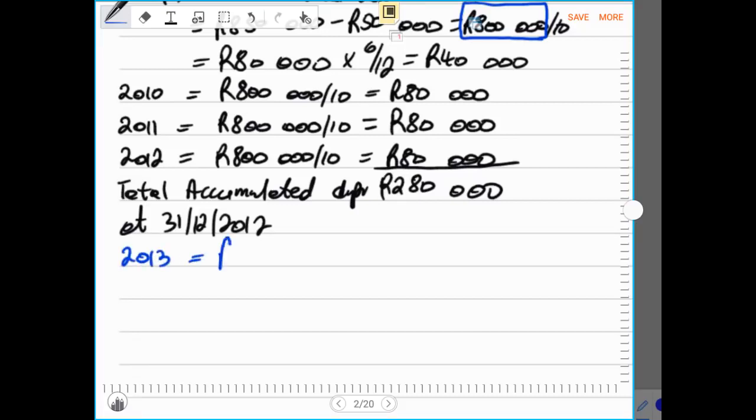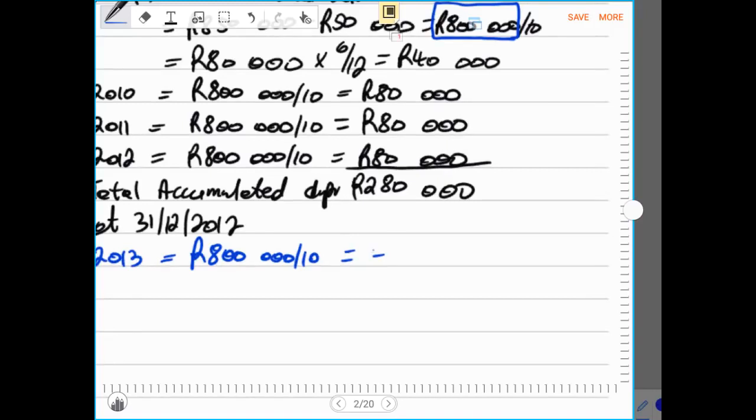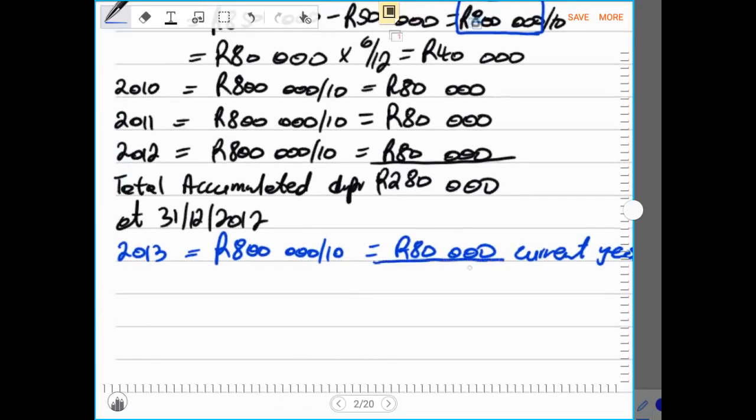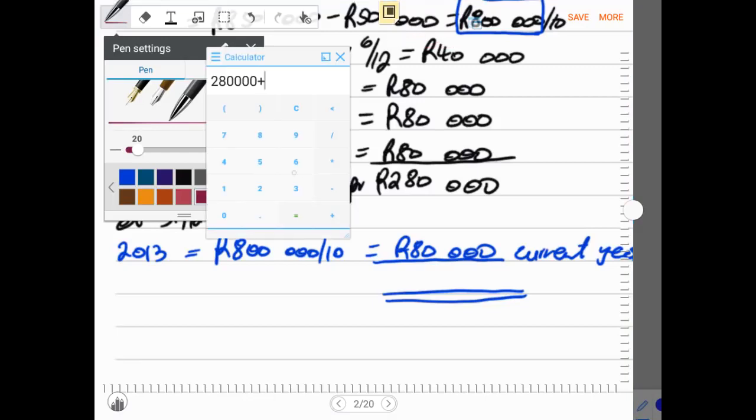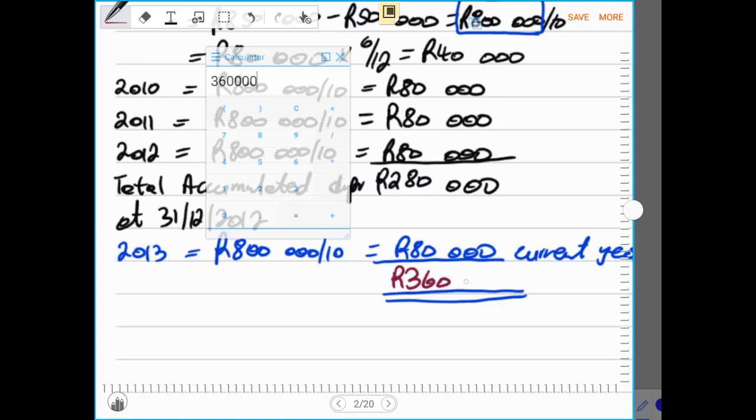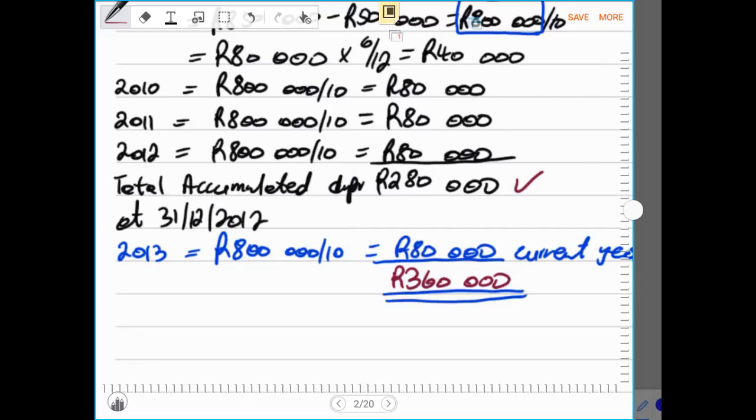And I'm changing the color of my pen because this will not be treated as an opening balance. Divide this by useful life of 10 years, and this gives us a total again of 80,000. So now this will be a depreciation for the current year. So now our total depreciation for this asset, which is machine A, will be a total of 280,000 rands plus another 80,000 rands for depreciation of the current year, and this will give us 360,000 rands.